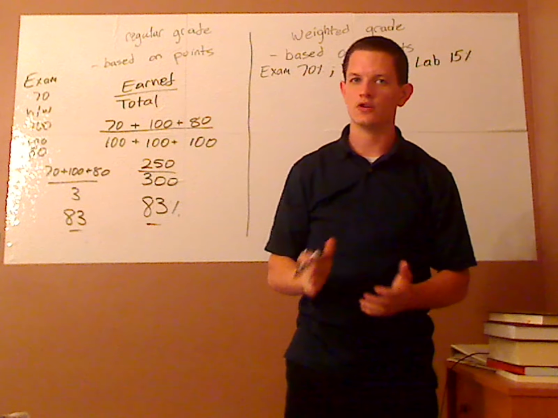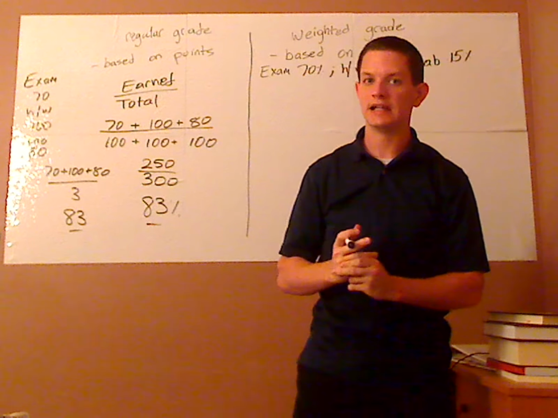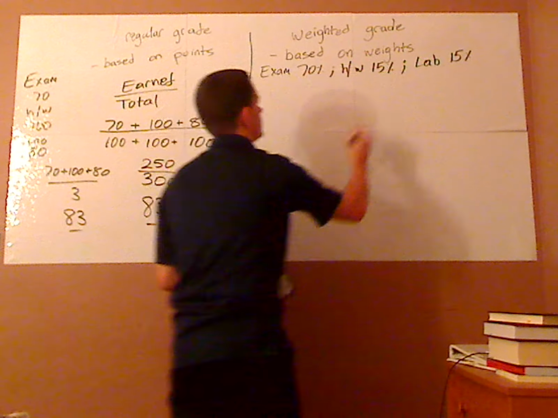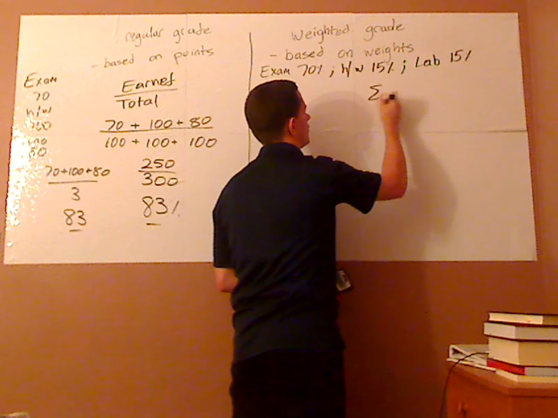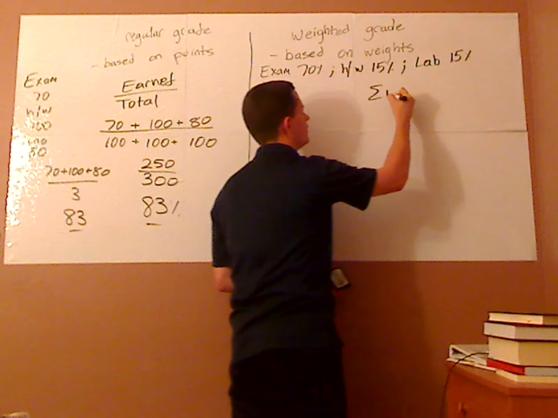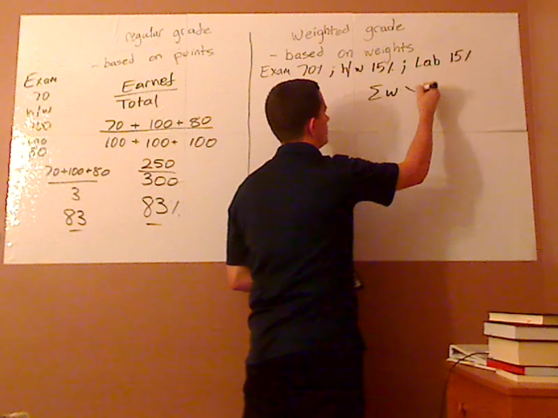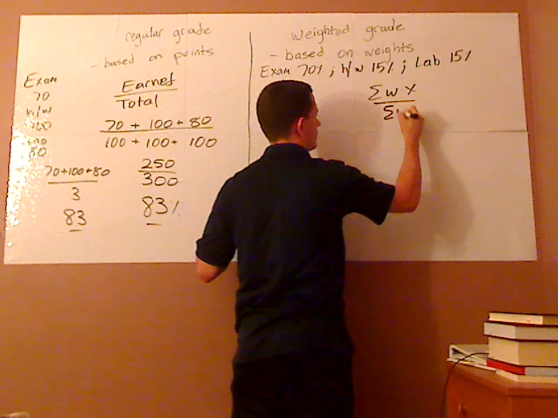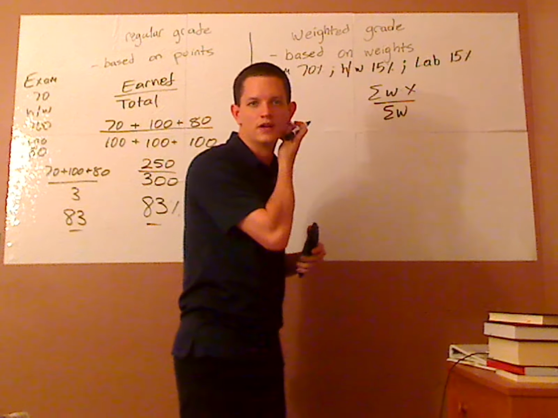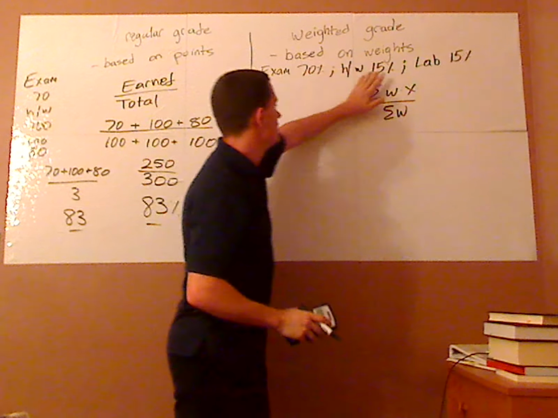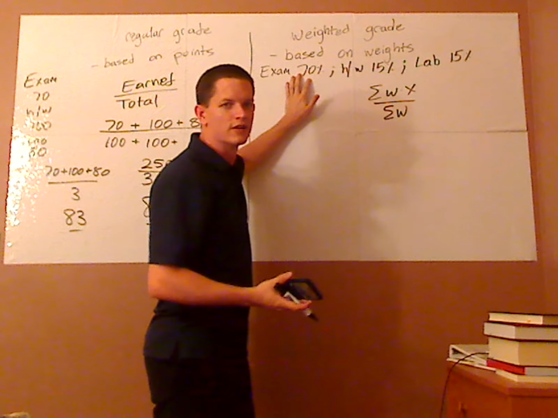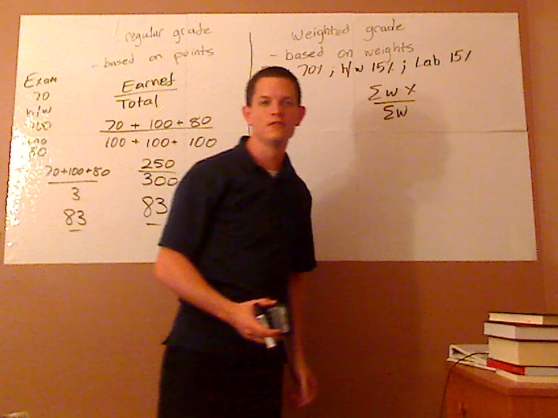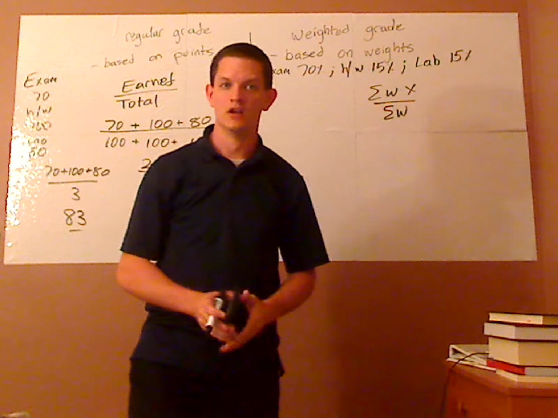Now, to calculate your weighted grade, it's like calculating a weighted mean. Mean's another word for average. So this is summation. You're just adding the weights times the grade. The grade would be X, and you divide that by the total weight. Here we don't have to worry about the total weight, because if I add the percentages, which I convert to a decimal, this is 0.7, this is 0.15, 0.15, those add up to 1. So I'm dividing it by 1.